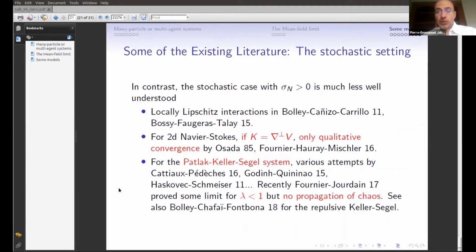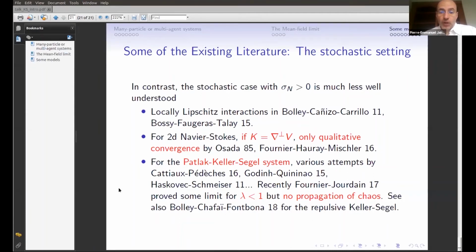For 2D Navier-Stokes, for instance, there was a result by Ozada in the mid-80s, but this was only qualitative convergence plus a smallness assumption. The smallness assumption was only removed very recently by Fournier and Michler. And the first quantitative convergence was the paper with my student Zenfu 2 years ago. And specifically for the Keller-Segel system, you see a lot of attempts, but very, very few results.